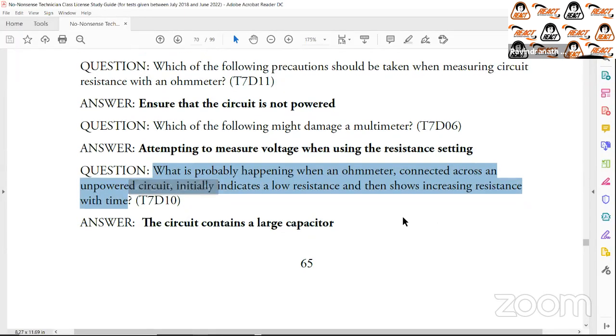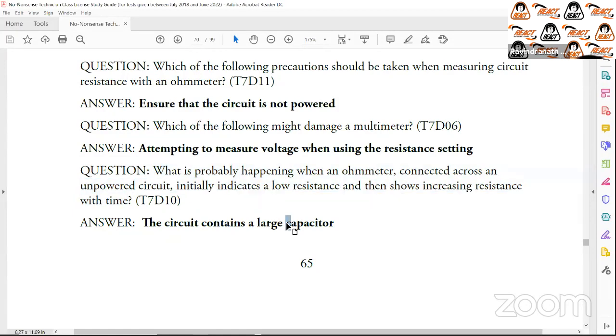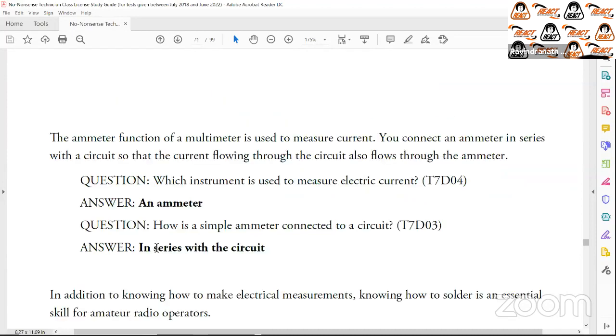What is probably happening when an ohmmeter connected across an unpowered circuit initially indicates a low resistance and then shows increasing resistance with time? So you're probably thinking, there's that component that stores a charge, right? You apply the ohmmeter to it, it shows a low resistance and all of a sudden it goes right up and shows a high resistance. Well, remember that little component we talked about, the capacitor? That's it. The circuit contains a large capacitor is the answer.